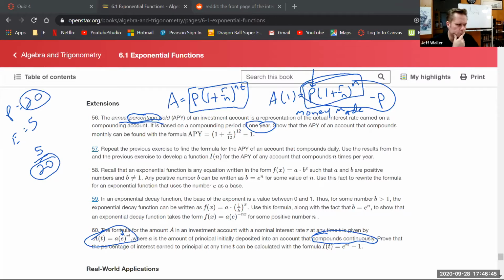Yes. Just so for 57, since it's related to 56, the only difference with 57 is what?